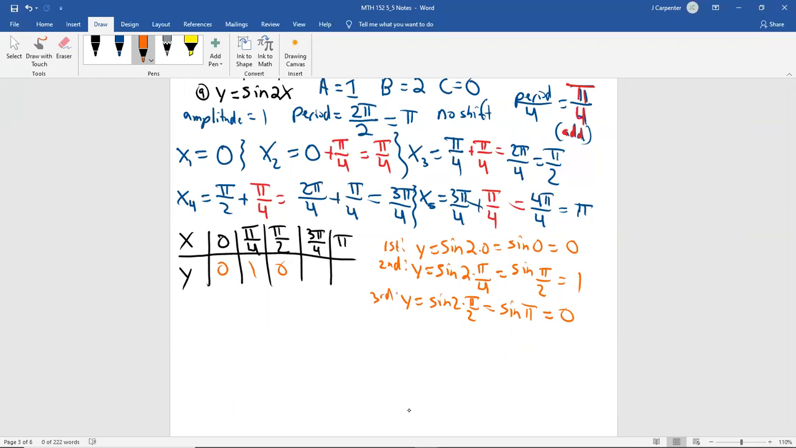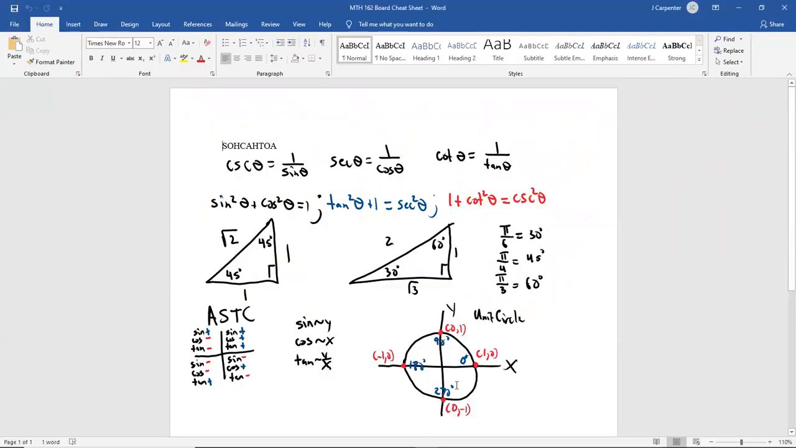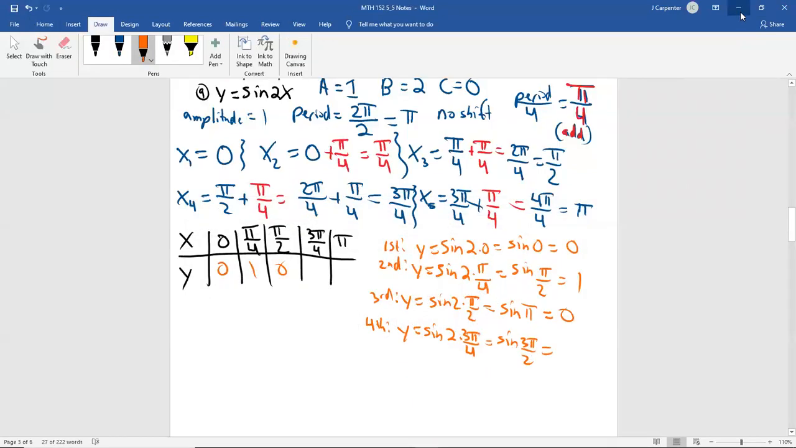For the fourth, we get y equals the sine of 2 times 3 pi over 4, which will be the sine of the 2 and the 4 will reduce to a 1 and a 2, which will give us the sine of 3 pi over 2, which is 270 degrees. 270 degrees is the bottom point on the unit circle, 0, -1. Sine is the y value, so it's -1. Look at that, the negative amplitude.